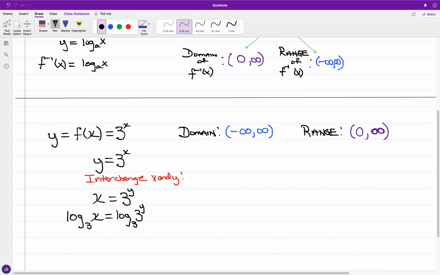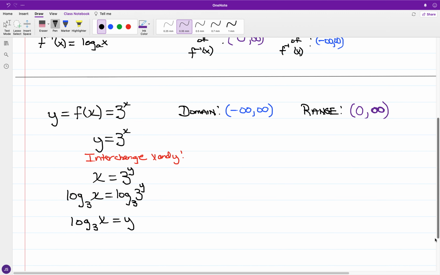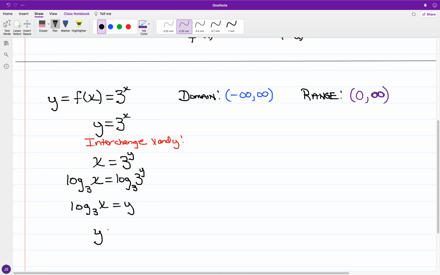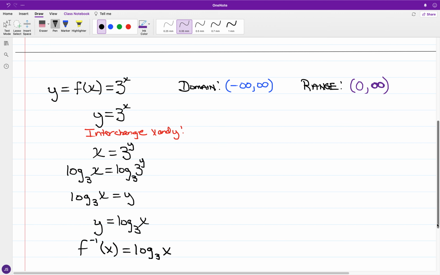So we have the base 3 logarithm of x is equal to the base 3 logarithm of 3 to the y, and that is going to go to y. So we're going to have that y is equal to the base 3 logarithm of x. And so y, in this case, is going to be equal to the inverse of f of x, again, which is going to be the base 3 logarithm of x.